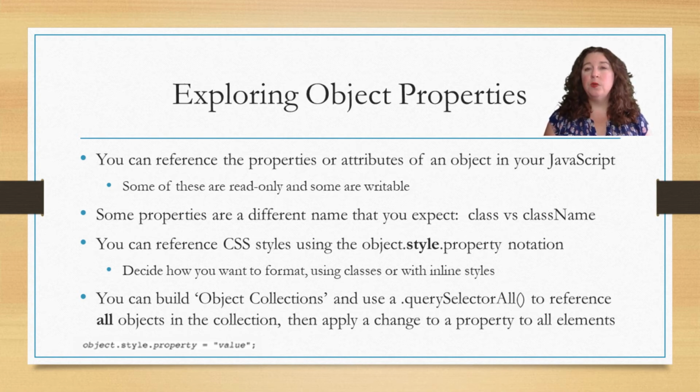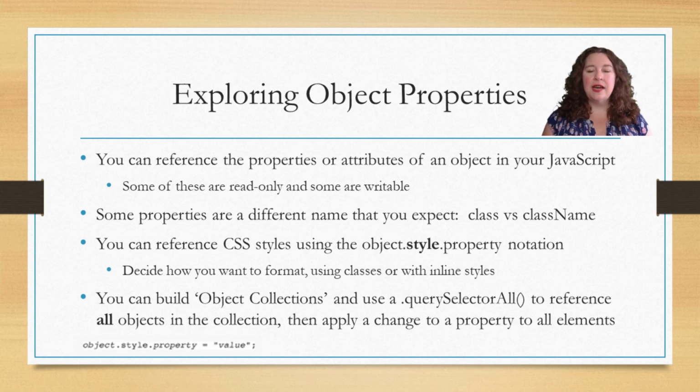Class name is what we use for class. So we don't say object.class, we say object.className. That's because class means something else, and we don't want to get confused with that. In this case, the class name is the CSS class, as opposed to classes, which we'll talk about later.